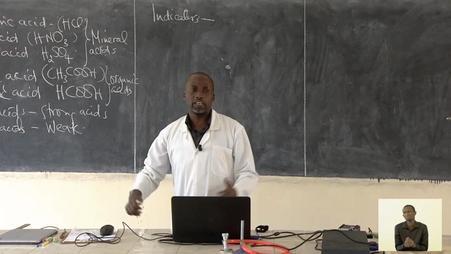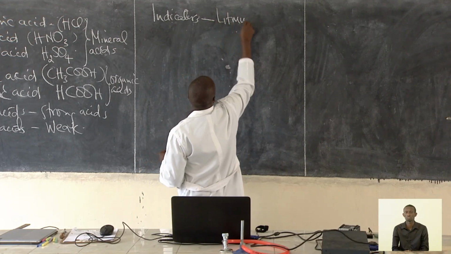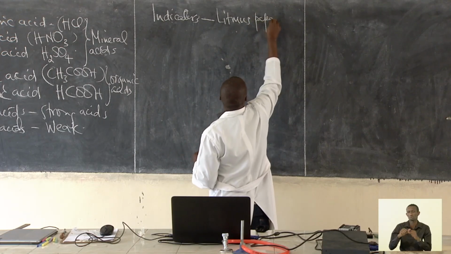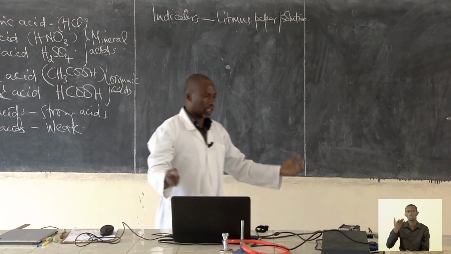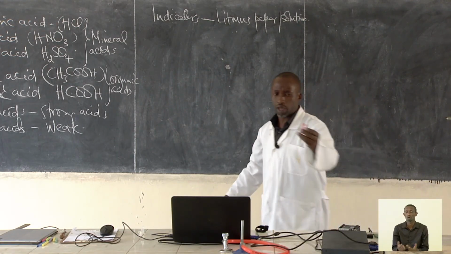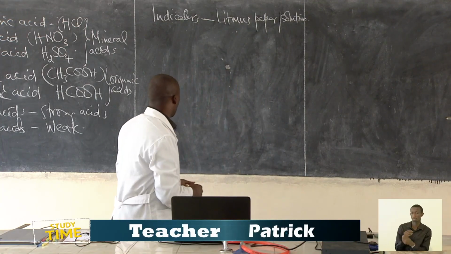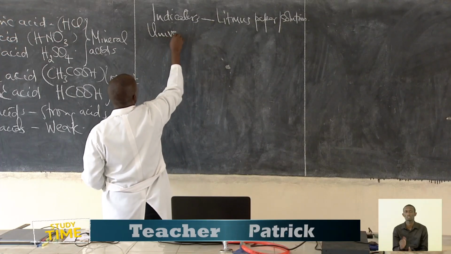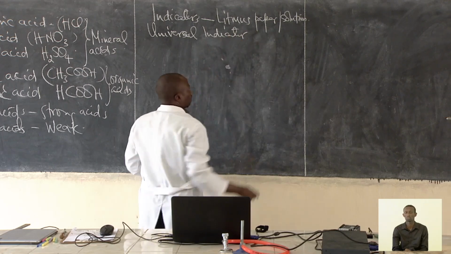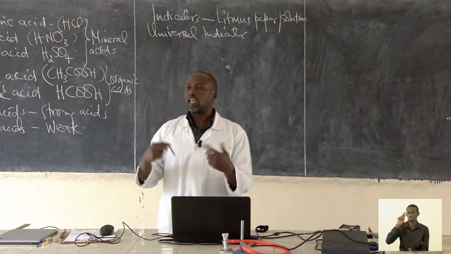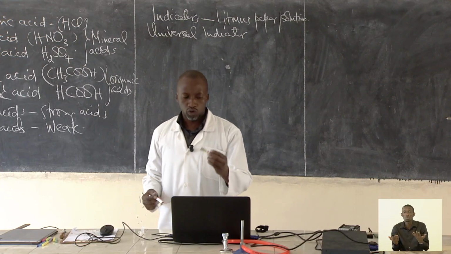So we mentioned the common indicators that we found in the laboratory, which we said the litmus. We mentioned the litmus paper or solution. Some of the litmus have some pieces of the litmus paper. Red, so I have the red here, and then I have the universal indicator. So you use the universal indicator to test whether the solution is acidic, basic, or neutral.